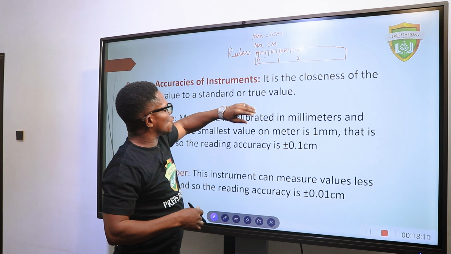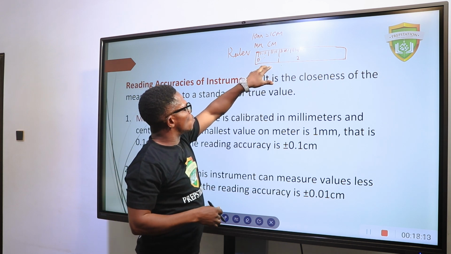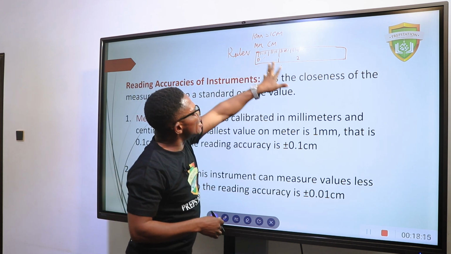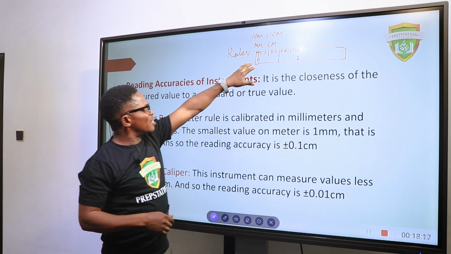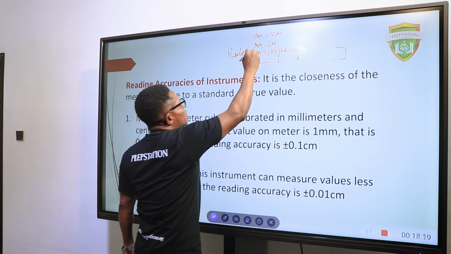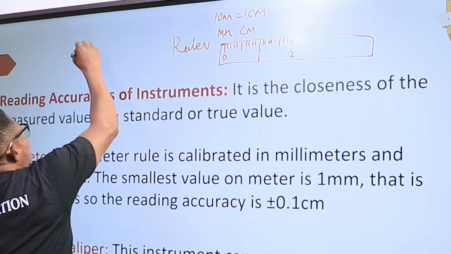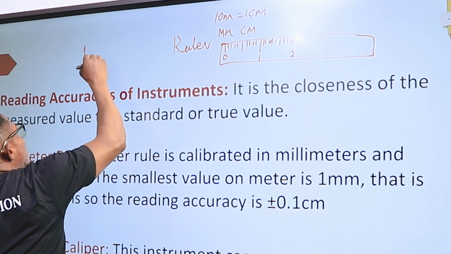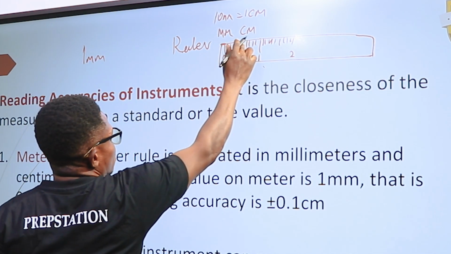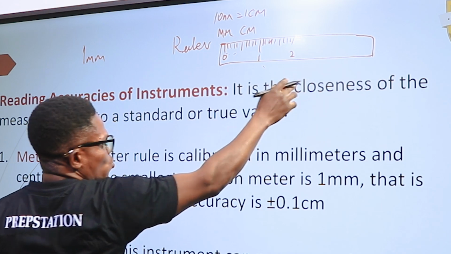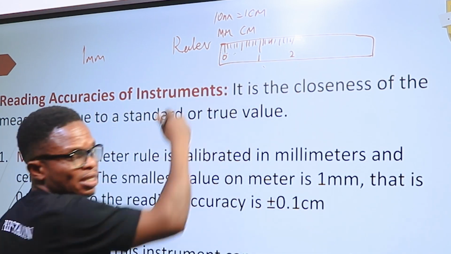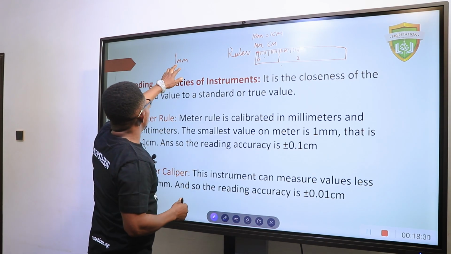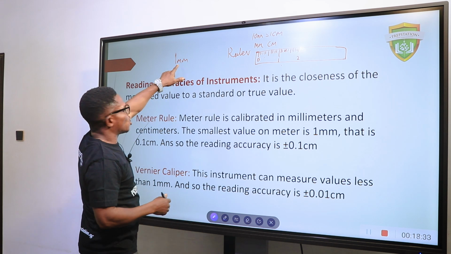So what are we saying? The smallest value that this meter rule can measure is 1 millimeter. Let me write it here. 1 millimeter. Look at it. Anything in between these lines will be a bit difficult to determine the value. So the smallest value that this can measure is 1 millimeter.